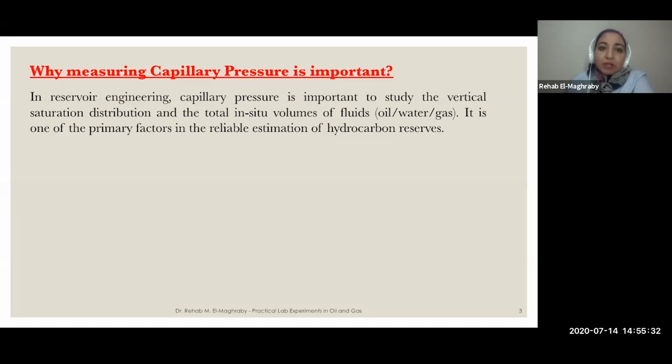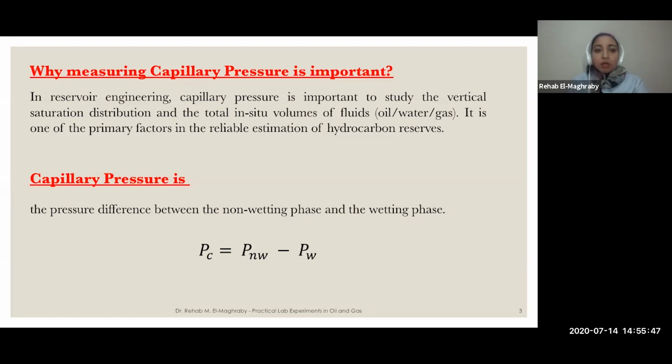Also, it can give you an estimate of the hydrocarbon reserve by knowing the initial oil saturation, and after water flooding, you can get the residual oil saturation. Capillary pressure in general is a pressure difference between the non-wetting phase and the wetting phase. According to this equation, the capillary pressure is the pressure of the non-wetting phase minus the pressure of the wetting phase. It is a pressure difference.